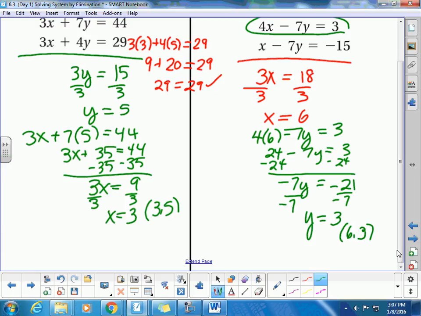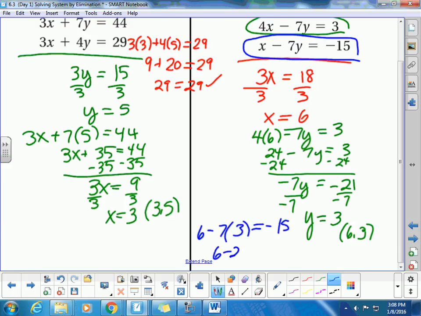Again, we need to check it. So we're going to take this bottom equation to check. So we know x is 6. So 6 minus 7 times our y, which is 3. Is that equal to -15? This is 6 minus 21. 6 minus 21 is -15, so our check is successful again.